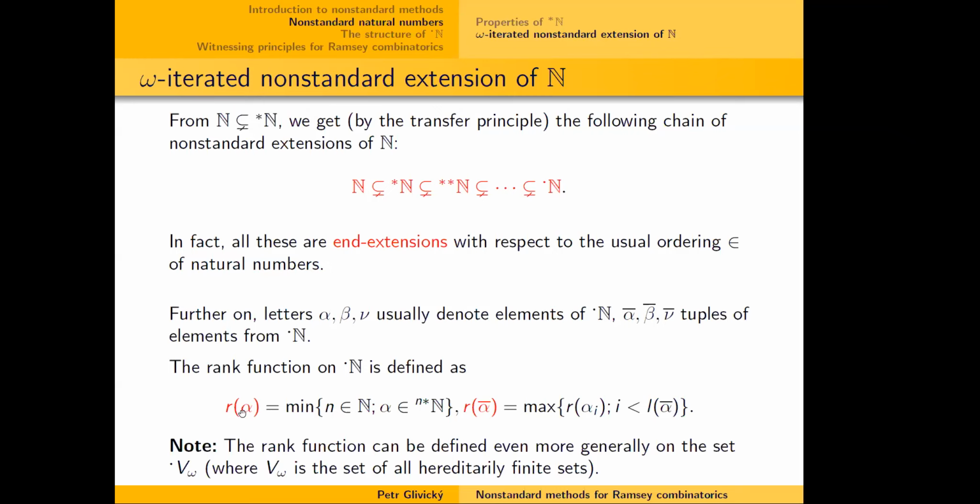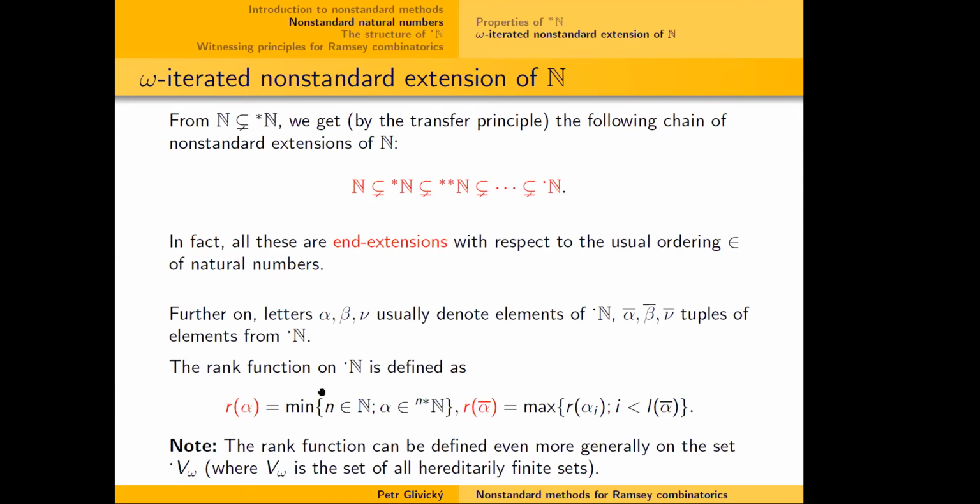So whenever we have some element alpha in dot N, then we define the rank of that element as the minimal n such that alpha is in n stars of N. So the minimal stage in this chain where alpha first appears, that's the rank of alpha. So elements of N all have rank 0. Elements which are in star of N but not in N have rank 1. Elements which are not before have rank 2, and so on.